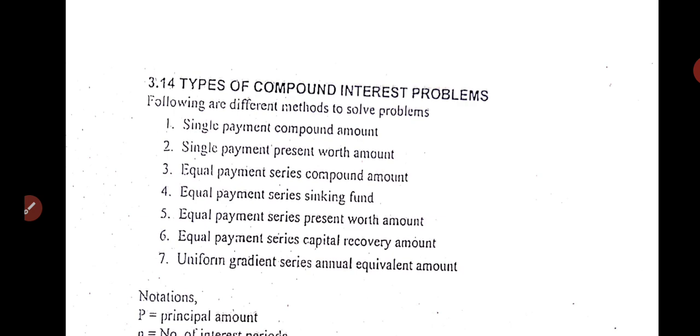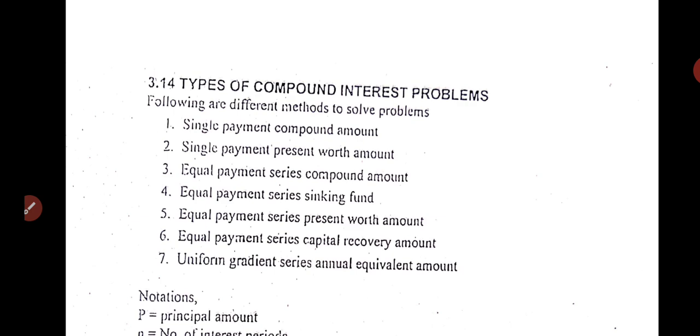Now this equal payment series sinking fund is about the future amount. Suppose I want 12 lakh rupees after a period of 10 years. How much should I invest every year, at an interest rate of say 10% for 10 years, so that I will get an amount of 12 lakhs at the end of the 10-year period? So this is the future amount, equal payment series sinking fund.